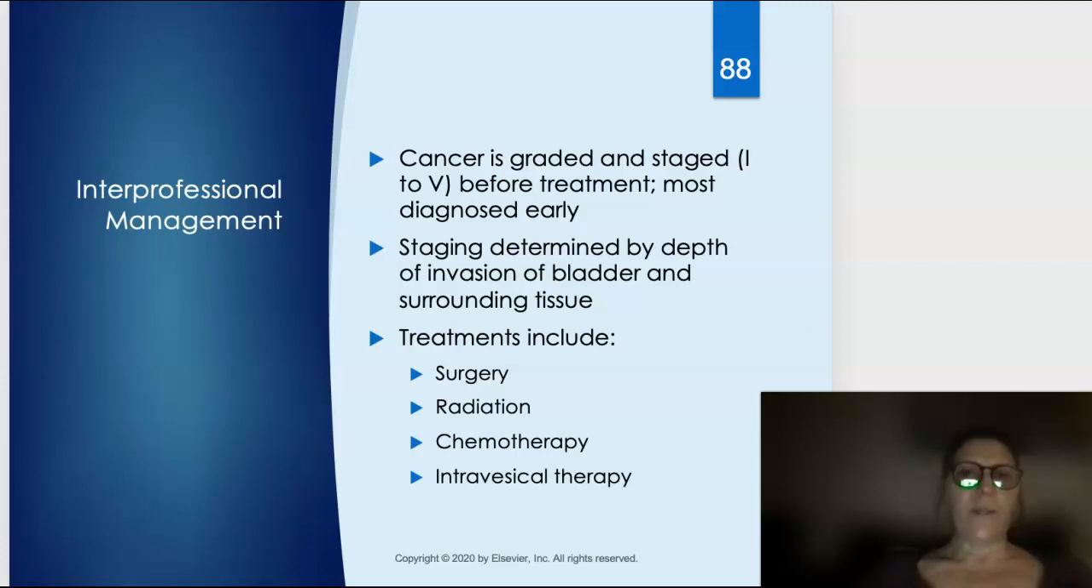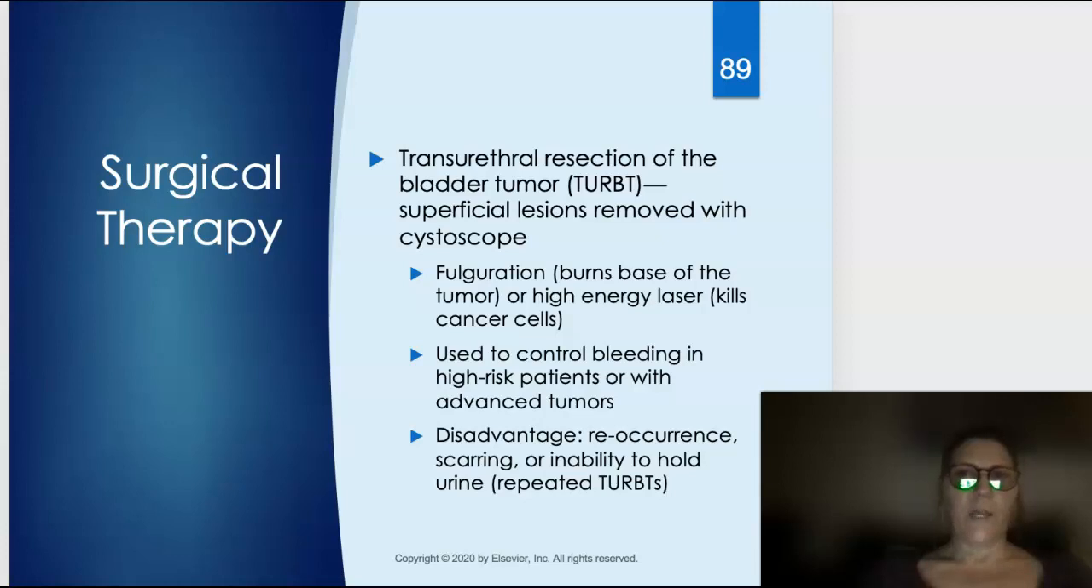The stage is determined by the depth of invasion of the bladder and surrounding tissue. The treatments will be surgery, radiation, chemo, or intravesical therapy. For surgery, they might have a transurethral resection of the bladder tumor, where superficial lesions are removed with a cystoscope. So fulguration, that's where it burns the base of the tumor, or high energy laser, which kills the cancer cells. This is used to control the bleeding in people that have advanced tumors. The problem is they could have recurrence, scarring, or the inability to hold their urine.